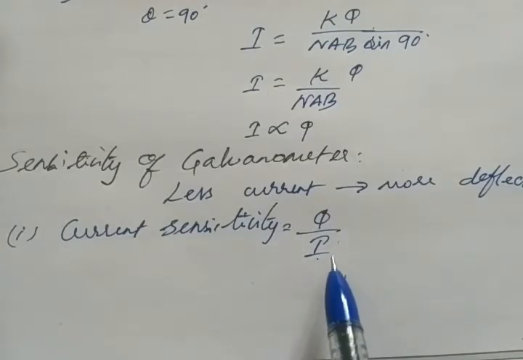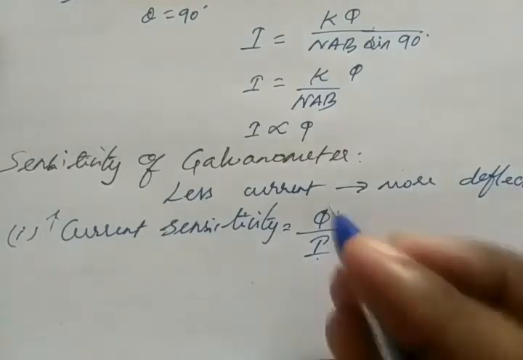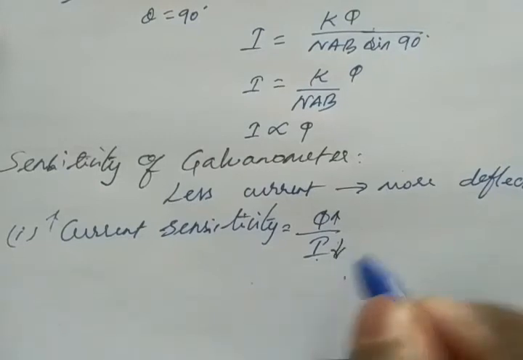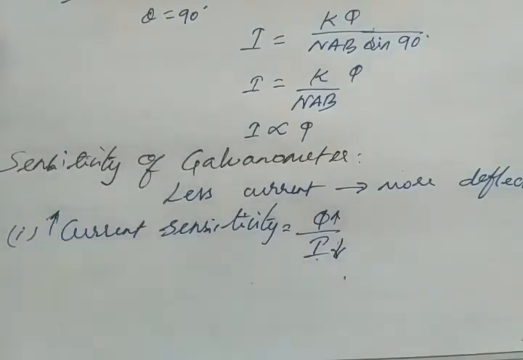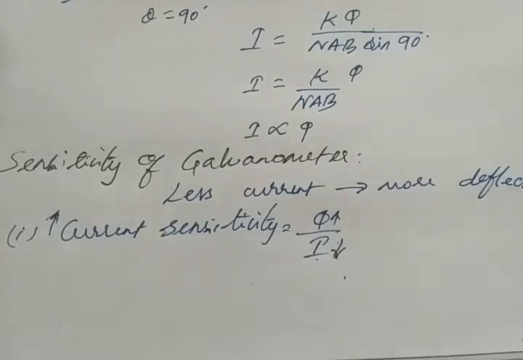If the current is getting smaller, then what will happen? This value is getting increased, right? Or the phi also gets increased. So more phi, less current, and my current sensitivity is increased, right? So we give very small current, but the deflection will be more. This is current sensitivity.